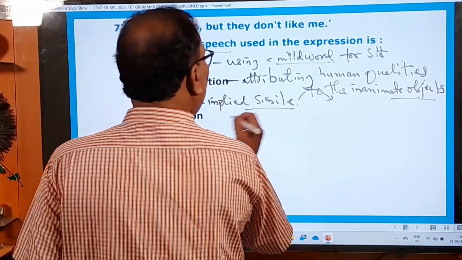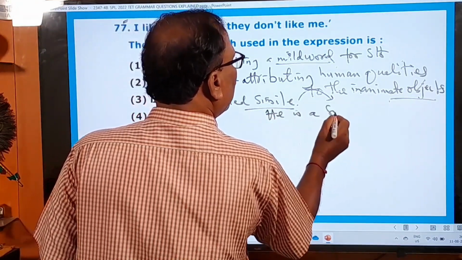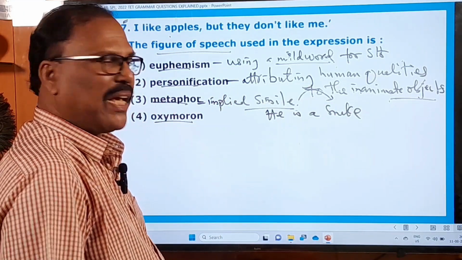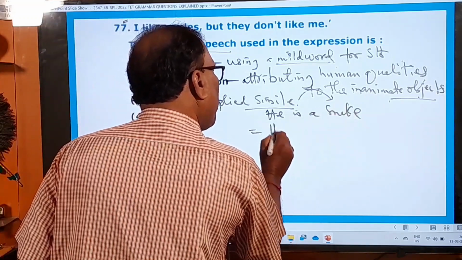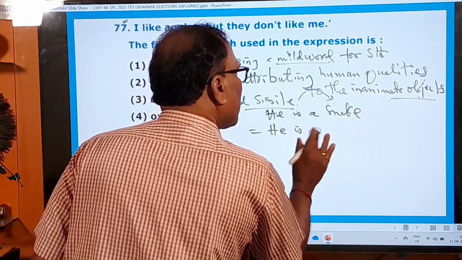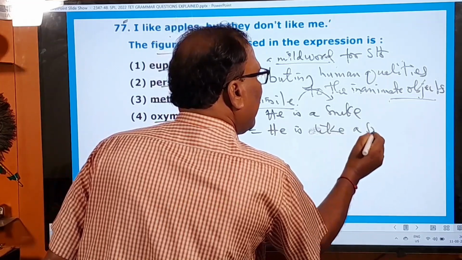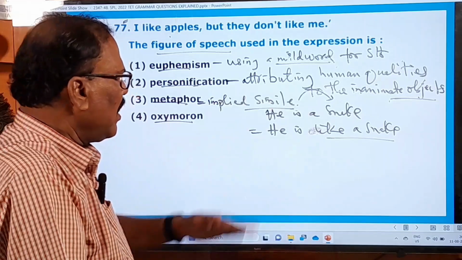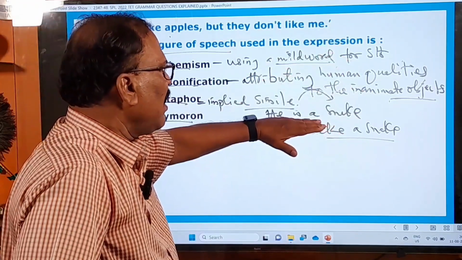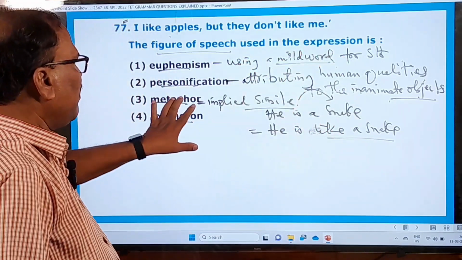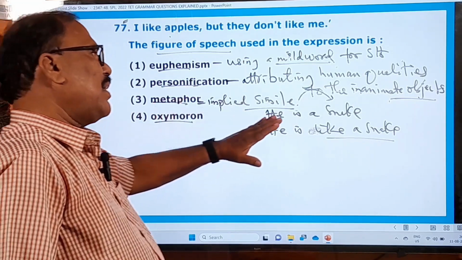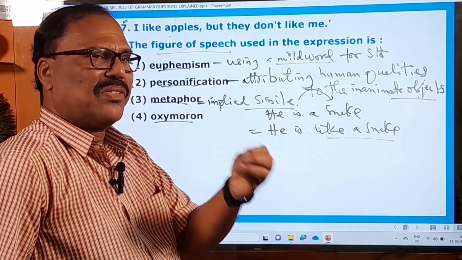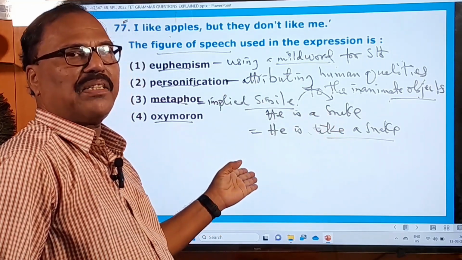For example, here: he is a snake. Atadoka pamu. Atadoka pamu, actually this is implied. That should have been like this: he is like a snake. Atadoka pamu lanti vaadu. He is a snake. Direct. The comparison is direct here. Ila comparison direct ga untadi. That's called metaphor. Vale antu cheppadam. He is like a snake. Just as a snake is poisonous, he is also very poisonous.